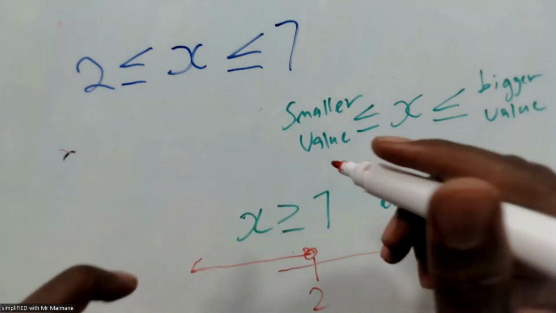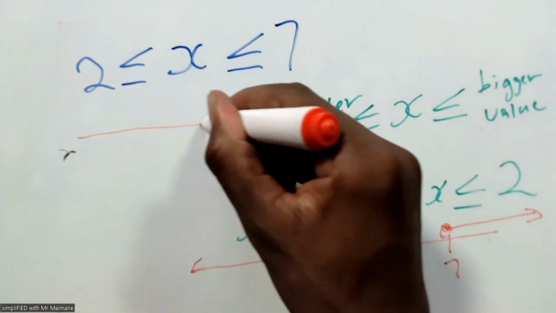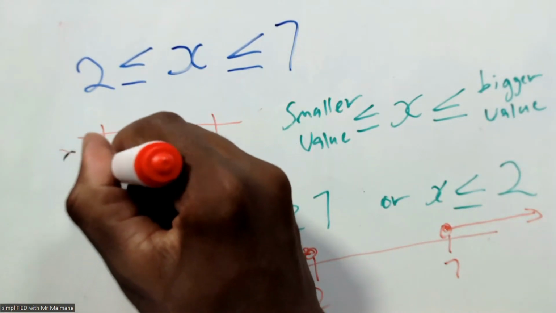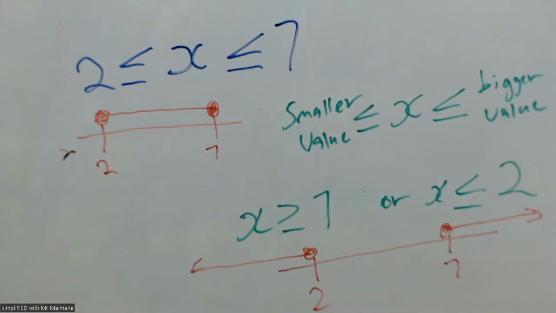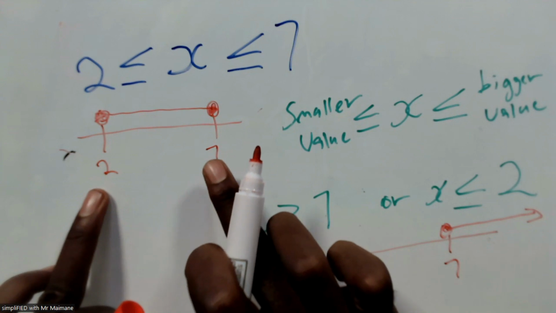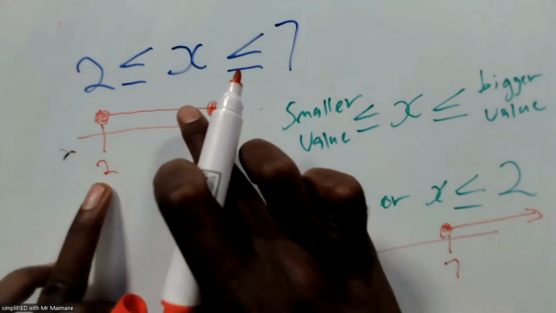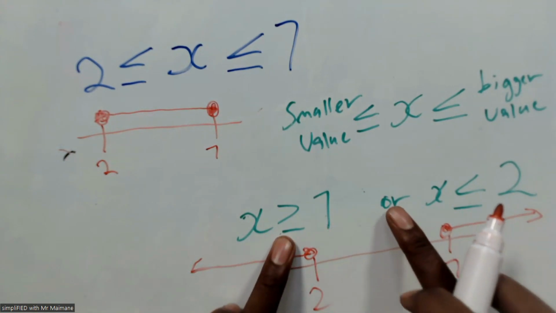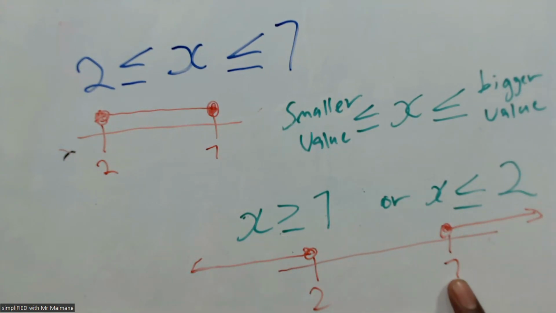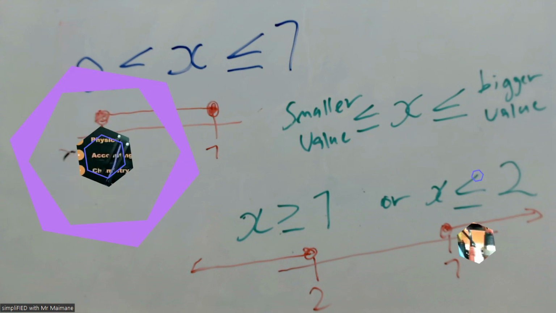Either you have in between, where x is between 7 and 2. That's where the solution is. Or you have where x is greater than 7 or x is less than 2. This is the case with the number line.